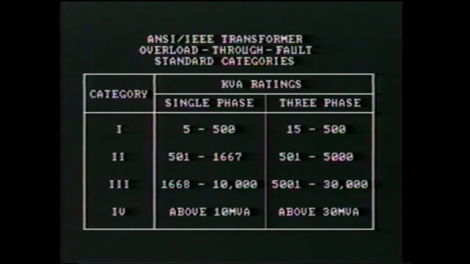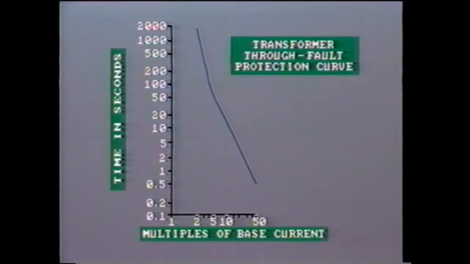4 classes of transformers are categorized by size, and for each category, a curve is provided showing the thermal limit for transformers in that category. This curve indicates the allowable time of operation for different values of overload. For example, with 3 times the normal rated current, this transformer can operate for 300 seconds, that is 5 minutes, before damage will occur. If the overcurrent is at 10 times normal, then the allowable operating time is only 15 seconds. So, how can we prevent this from happening?